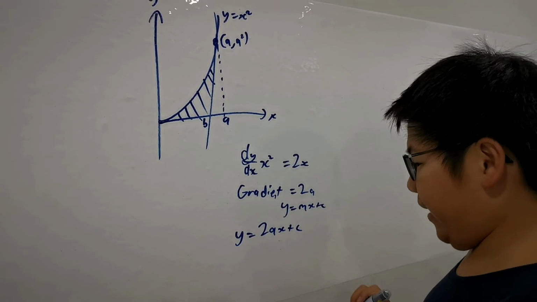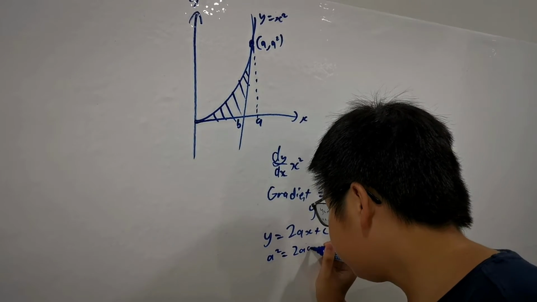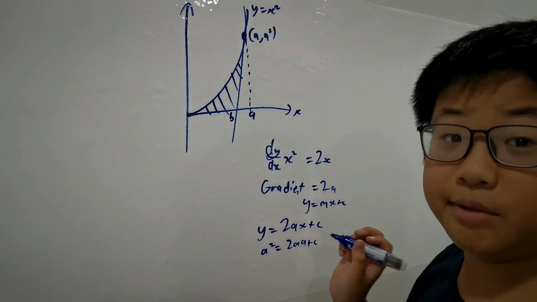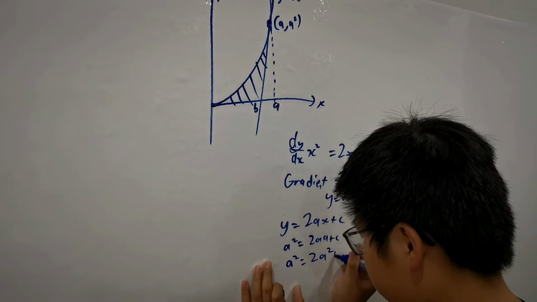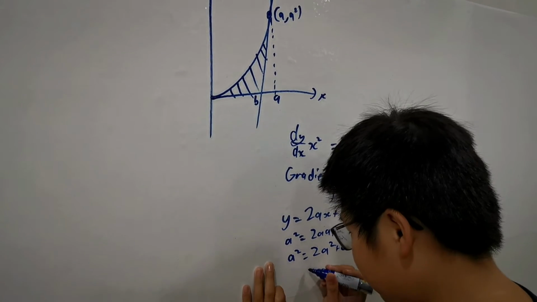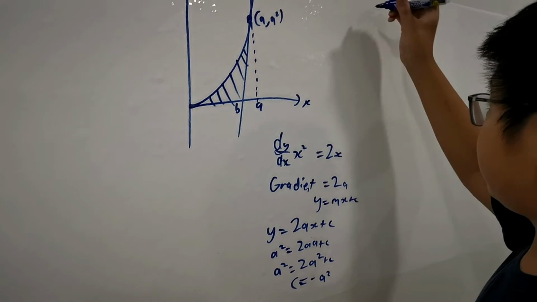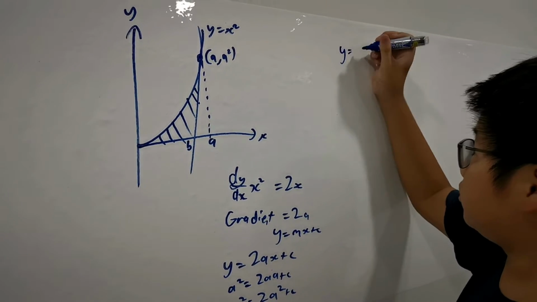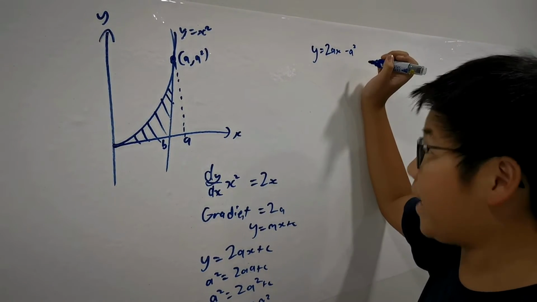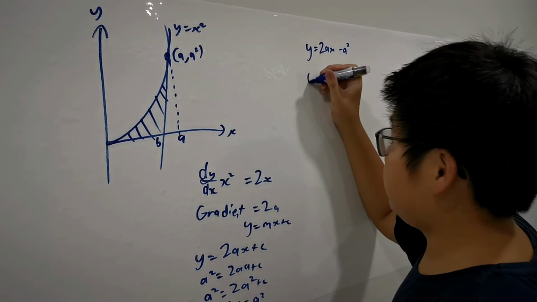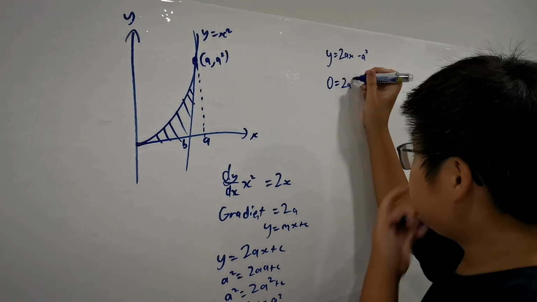Now we have y and x. So a can be substituted to form a squared. c becomes minus a squared as per normal. So now the equation of the line is y equals 2ax minus a squared. To find the x-intercept, we have to set y to 0, and the x-intercept is b, so we need to find b.